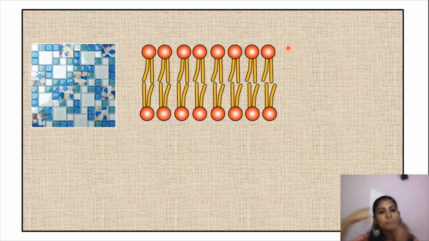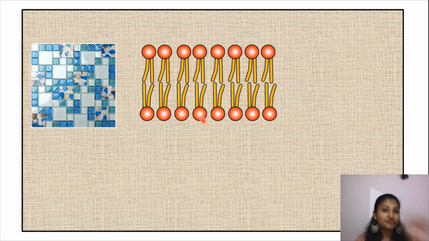It is compared one by one with the mosaic tile structure. We can see here there are small pieces of tile. These small pieces actually make up the whole tile, and they are nothing but the small heads here.